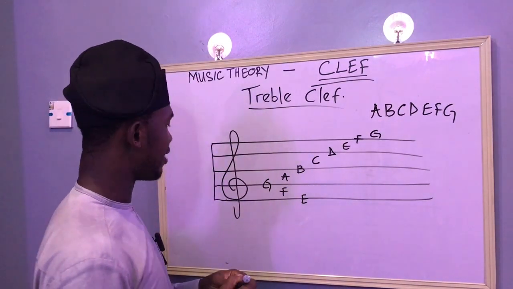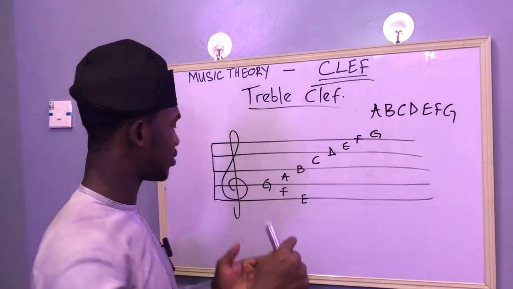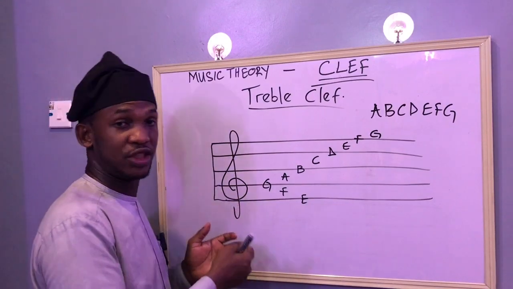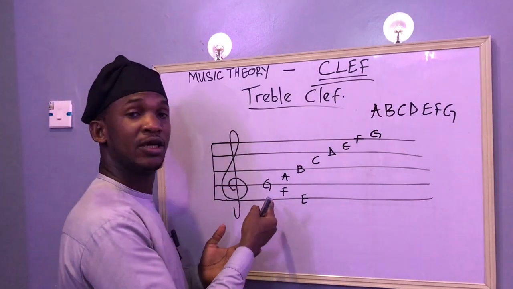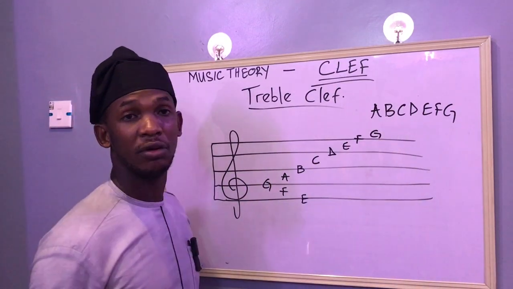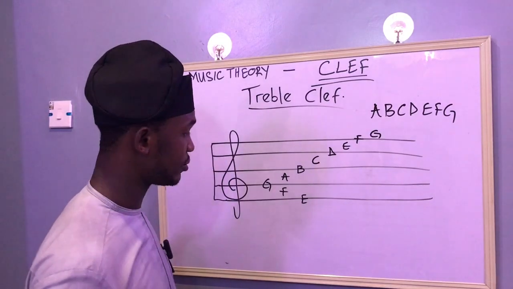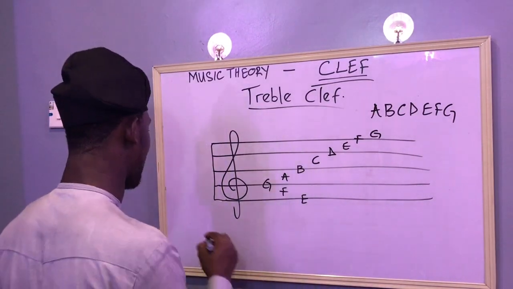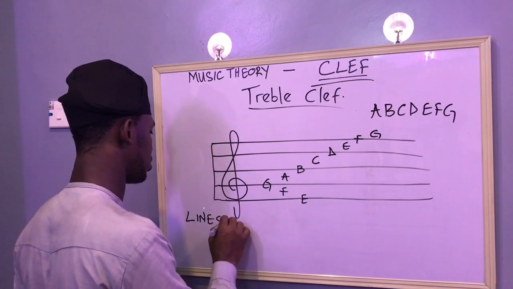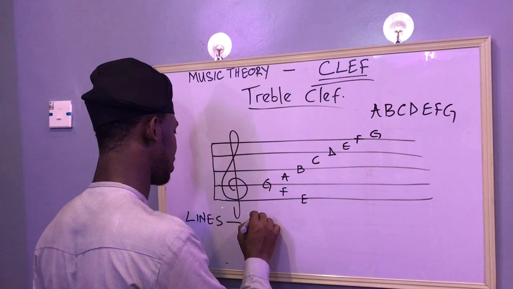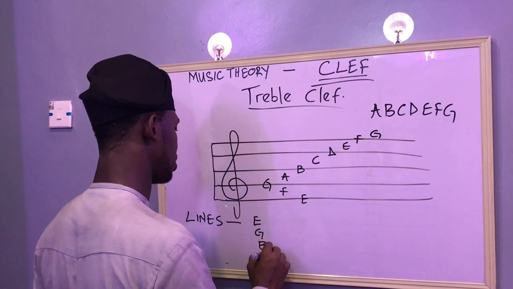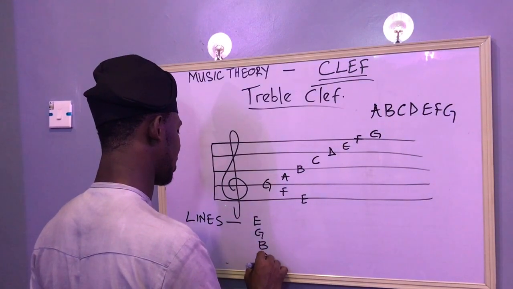So what the treble clef does is name a particular line and give it a letter name. You can see that this symbol also looks like G. It gives this letter name to the second line, thereby setting names for the lines and spaces of the staff. So let's bring it out now. The lines of the treble staff: the first is E, the second is G, the third is B, the fourth is D, and the last one is F.